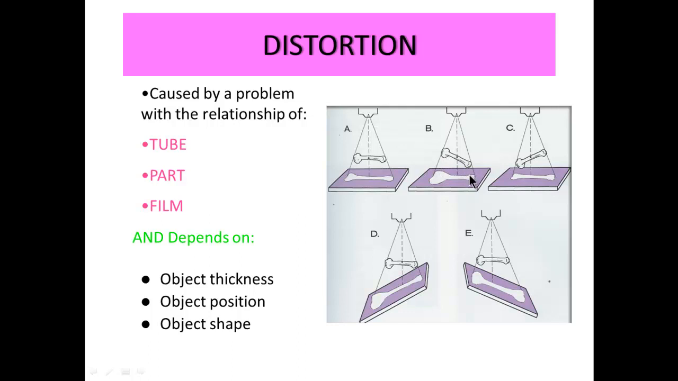Notice that there's less OID here than there is in A, so this little part here is a little bit smaller. There's more OID here, so it's magnified, and so on. We will refer to these again, but basically they're based on the tube, part, and/or cassette/image receptor. So while this says film, this can actually be considered just the image receptor. Distortion is also related to the thickness of the patient, the position, and the shape of the object.